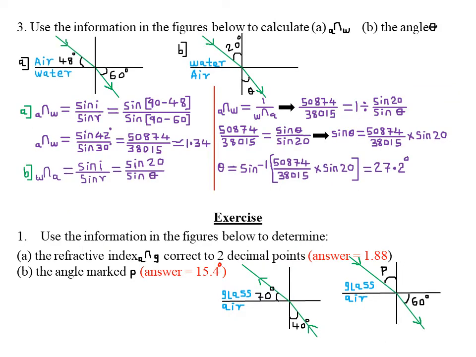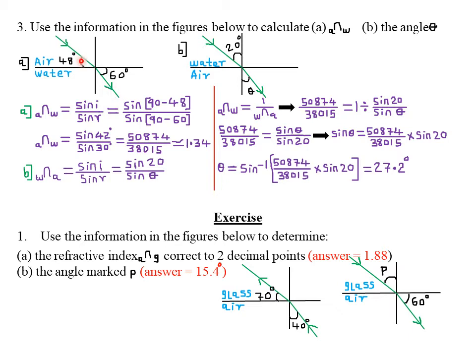Next, we look at another example which reads: use the information in the figures below to calculate n_aw, then the angle theta. So n_aw means the refractive index from air to water. From our first diagram, we are given air to water. We are given a ray of light starting from air, then emerging into the water.